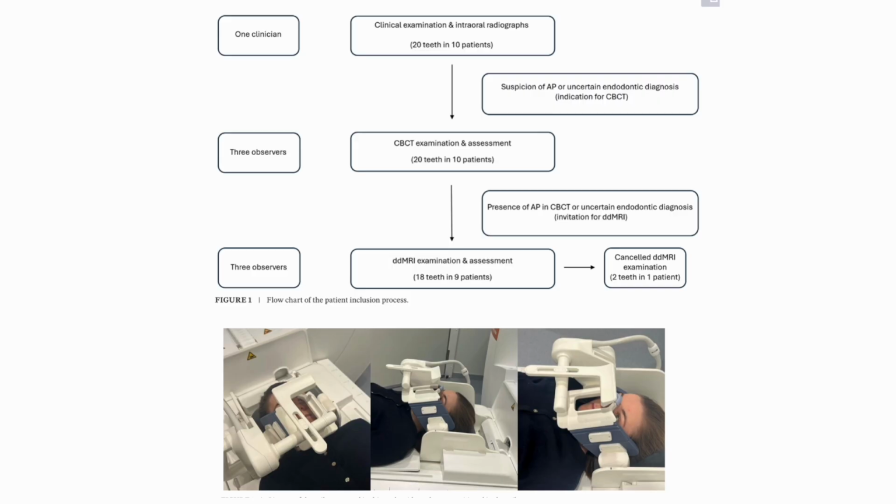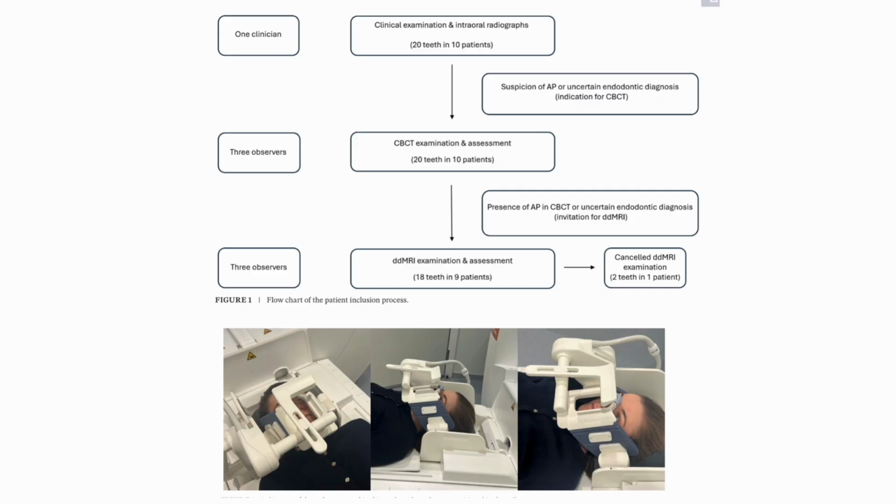Then the pulpal and periapical status was determined using patient history, clinical examination, palpation, percussion, cold test, EPT, periapical radiographs, and CBCT. The clinical examiner categorized the teeth into groups: vital pulp with healthy periapical tissue, necrotic pulp with or without apical periodontitis, root canal treated teeth with or without apical periodontitis.